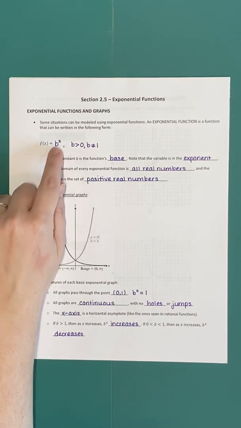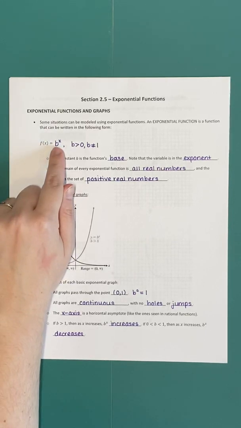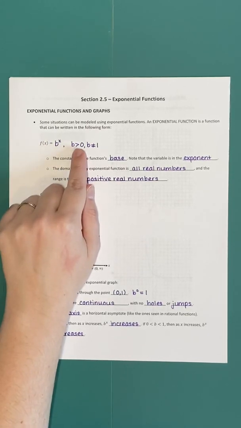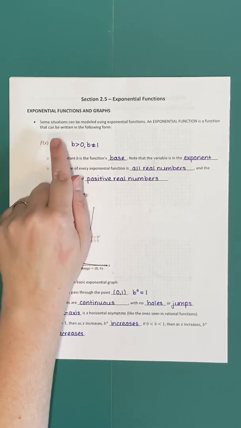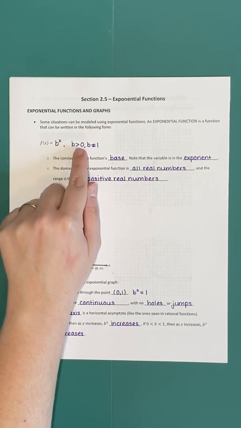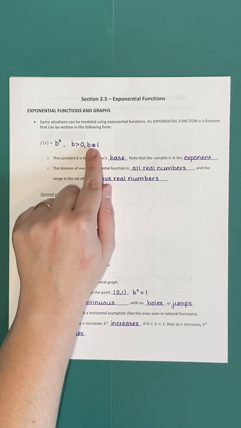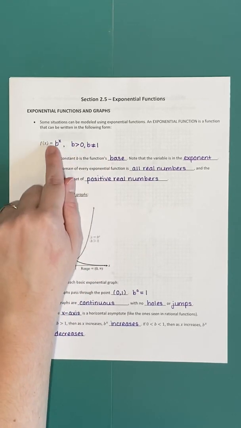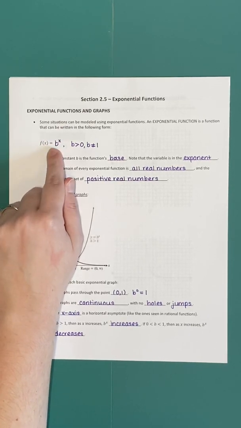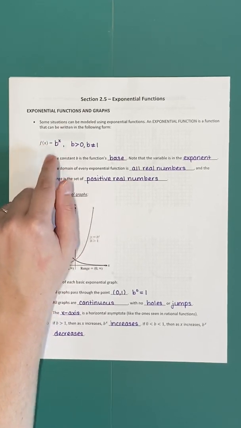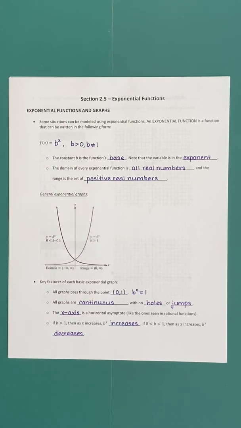B is going to be a fixed number, and we have some specific requirements for b. So b has to be a positive number. It has to be greater than 0. If it's less than 0, then we run into some issues with different exponents. So we're not going to consider any situations where b is less than 0. Also, we're going to let b be something other than 1. B could be 1, but if it's 1, nothing happens, because 1 to any power is still 1. So nothing really changes. As we change the x value, nothing happens. So we're specifically going to exclude the case where b is 1.